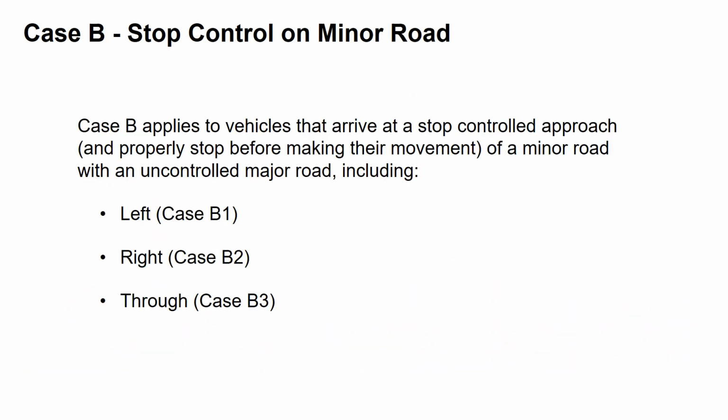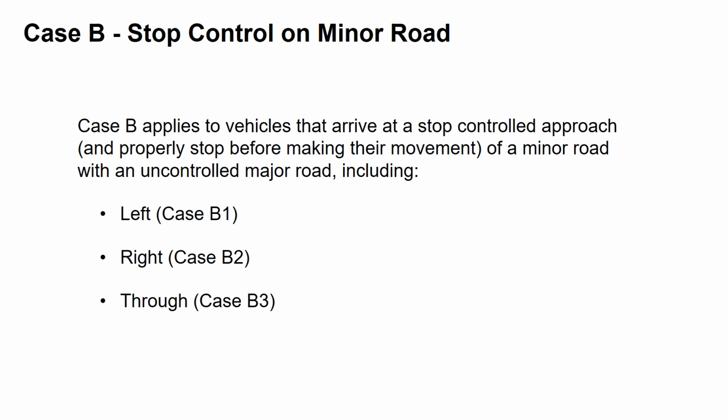Next, we have case B. This is our stop control on the minor road. And this applies to vehicles that arrive at a stop controlled approach. They're on the minor road, and the major road is uncontrolled, meaning the major road has the right of way. There's no traffic control device there. So those vehicles are going to be traveling at their operating speed.